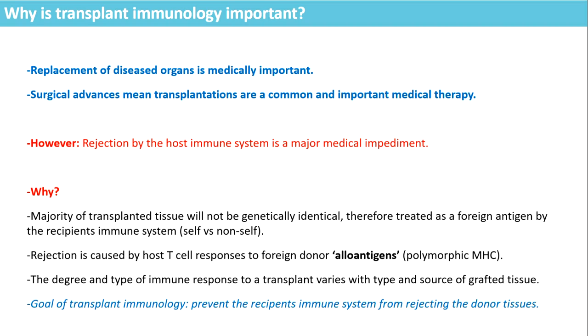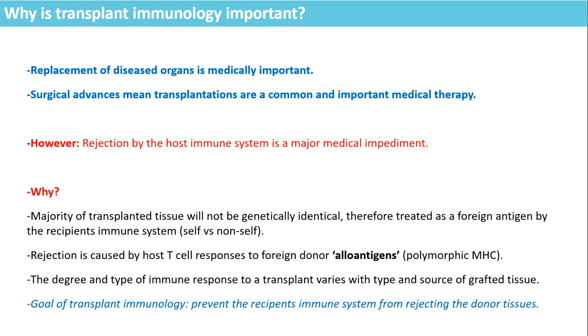Well, again, I just mentioned it's based on the adaptive immune response. So essentially, we've got the immune system recognizing self versus non-self. So therefore, any tissue that's not going to be genetically identical to ourselves is going to be treated as foreign antigen, and it's going to invoke an immune response in the recipient. And that sort of immune response, or rejection, is essentially mediated by a T-cell response to alloantigens. So these are foreign donor antigens, and are usually down to the polymorphic MHC. So remember we talked about MHC being a unique sort of immune fingerprint for each individual.